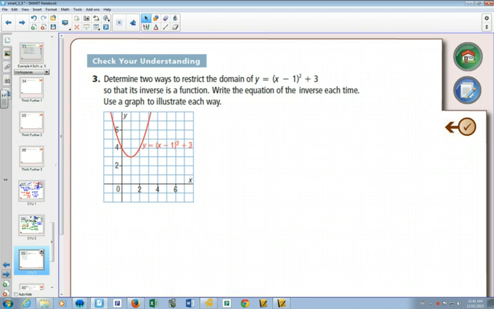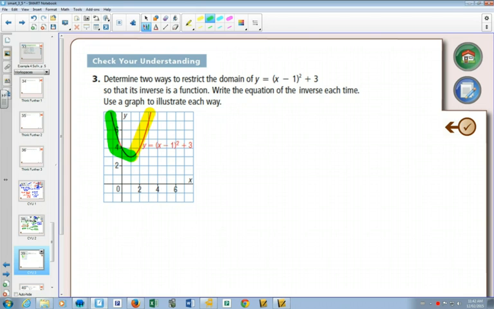I'll do it with color coding with a highlighter here. So can you see if I started from my vertex there, but only included the right side, that would pass the vertical line test and the horizontal line test? Or I could start at my vertex and do the left side. The green part passes the horizontal line test when you're just thinking about the green part. The yellow part passes the horizontal line test if you're just thinking about the yellow part. But when you have all the red together, it doesn't.